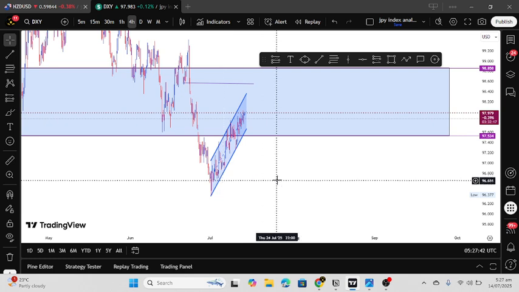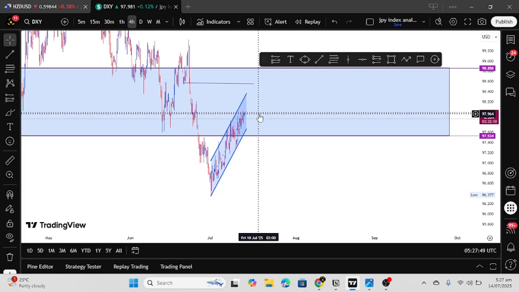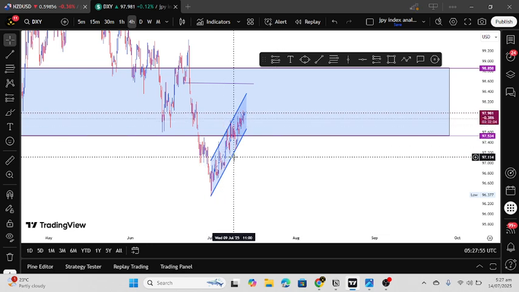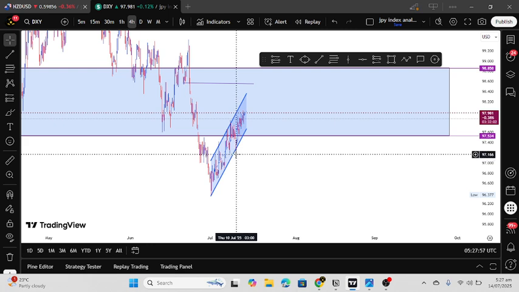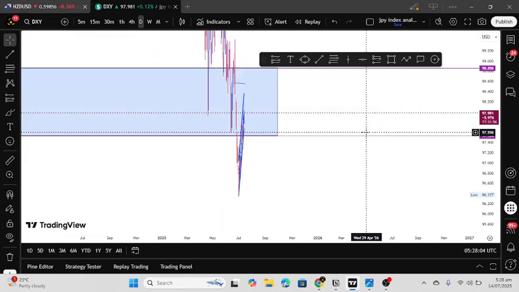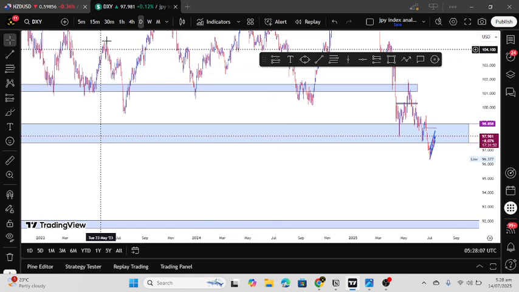Whichever currencies are paired with the US dollar go in correlation. Once the DXY is bullish, that currency is going to be bearish. And once the DXY is bearish, that currency is going to be bullish. So that's how it works. Let's go on the daily time frame. Let's start our analysis from the daily time frame.